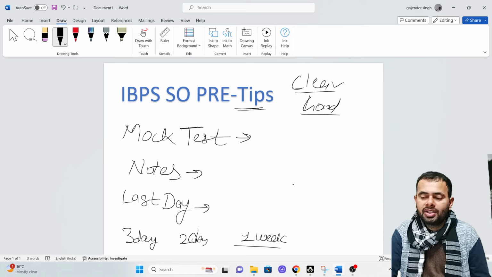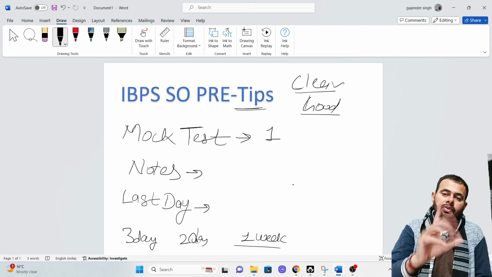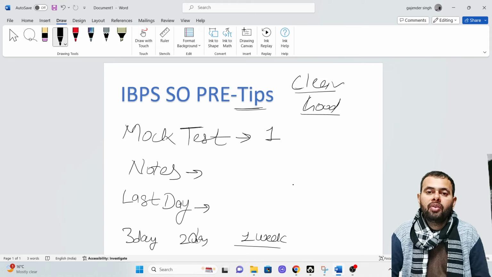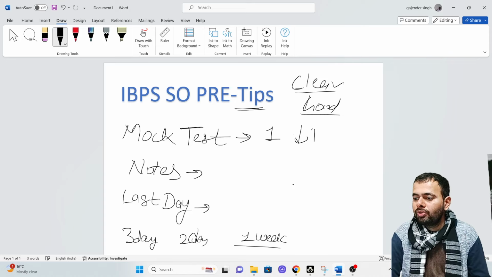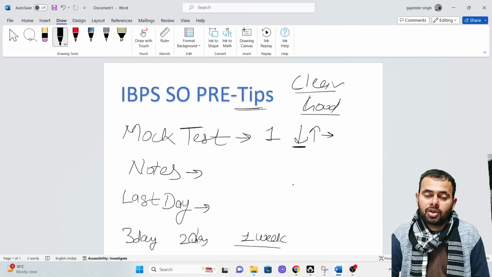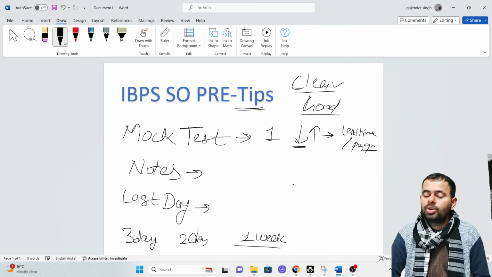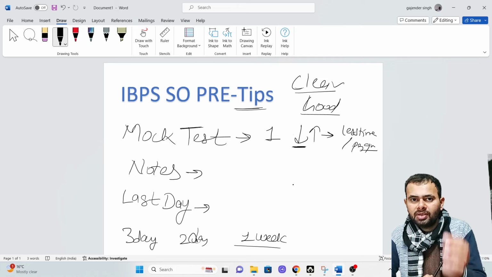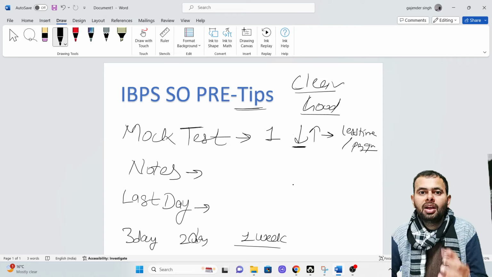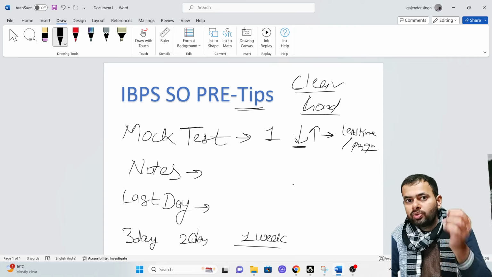For mock tests, daily you have to give only one mock test, only one, and spend more time on mock test analysis. You have to find out your weak points and your strong points. You have to improve on your weak points, and improve on your strong points by giving less time per question. The more practice you do, the less time you will need to solve the same question. If you are saving even 0.5 seconds, or 1 second divided by two, it is also very, very beneficial to you.